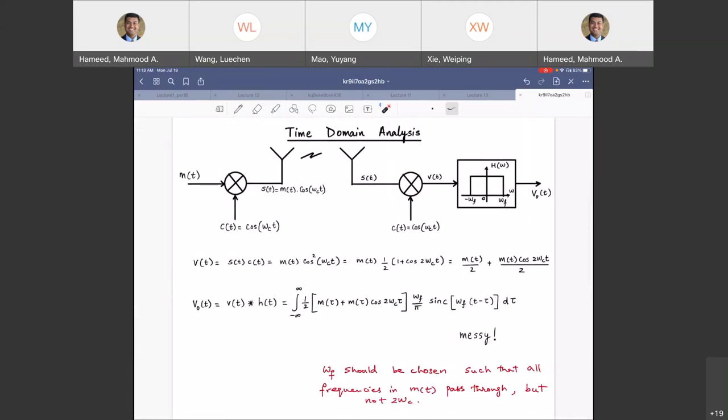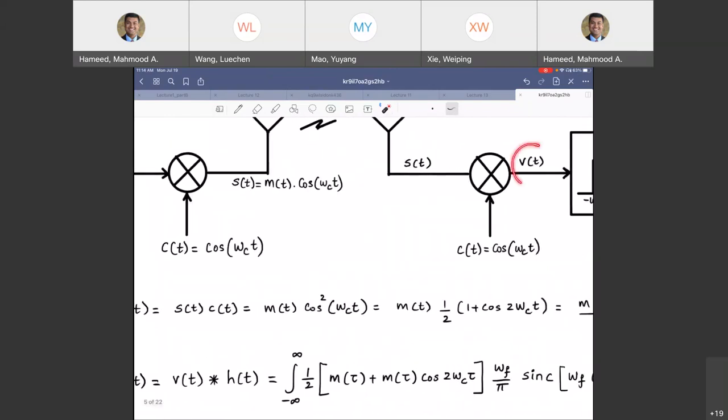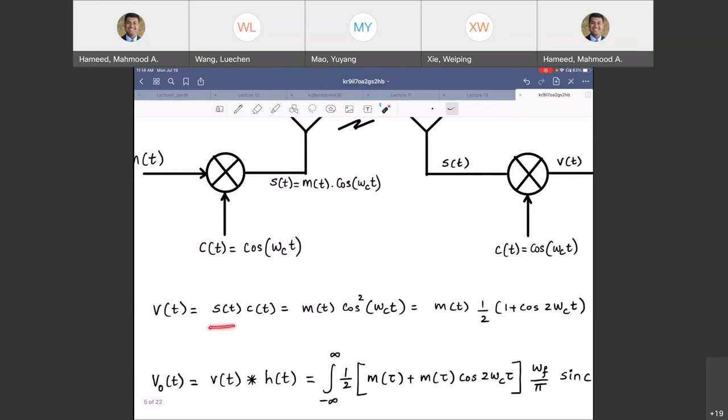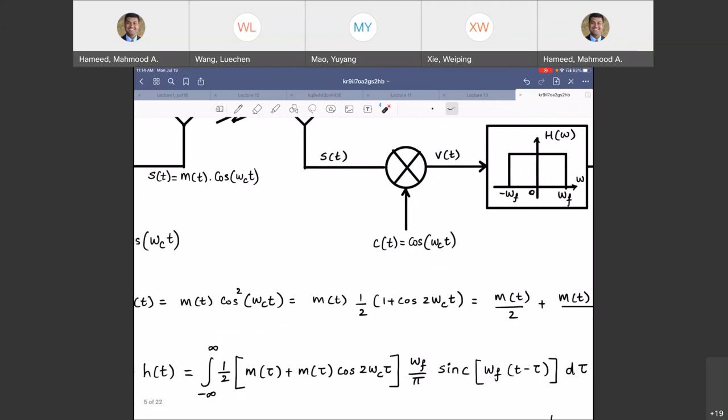Let us try to look at this in terms of the background math, not in frequency domain, but in time domain. So what we are starting off with is V of T. Where is V of T? V of T is right here, in your receiver, immediately after the multiplier. So V of T is what? S multiplied by C, right? What is S? S is M times cosine. So S multiplied by C will give you what? M of T multiplied by cosine squared, omega CT. Omega C is being used as your carrier frequency in radians per second.